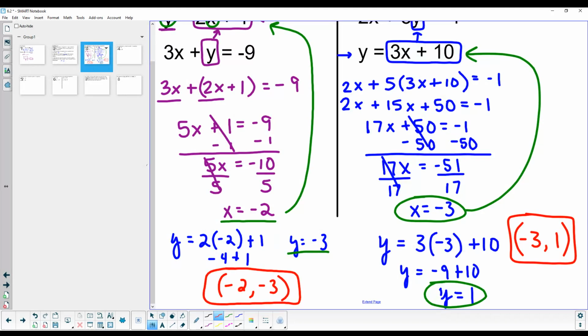Any questions about either one of those examples that we just did? Anything that you're not sure where the number came from, or you're not sure how we got from one thing to the next? Anything we're unclear about right now?